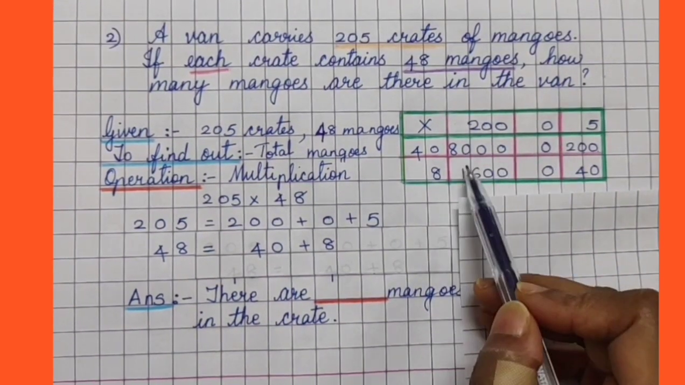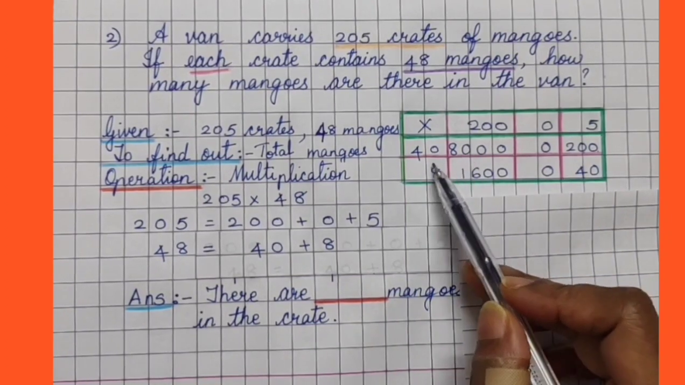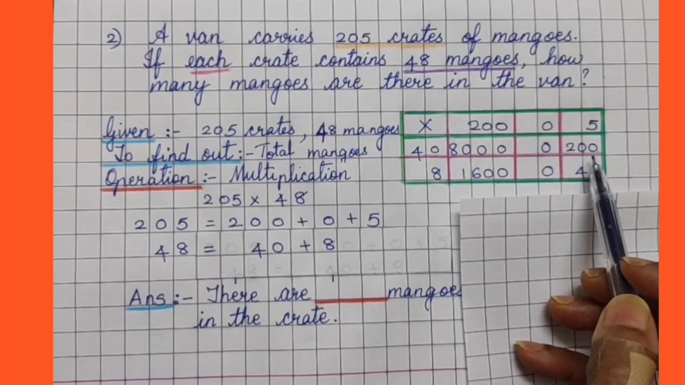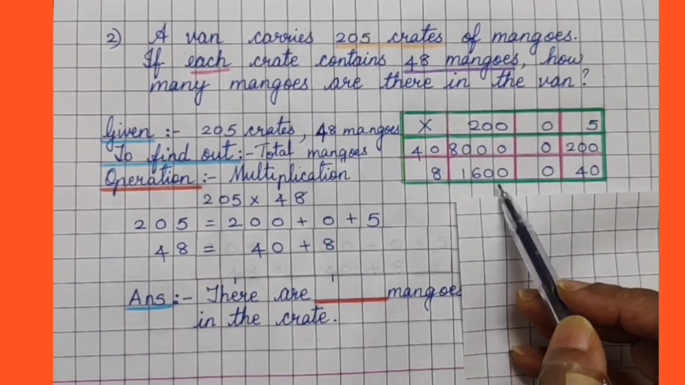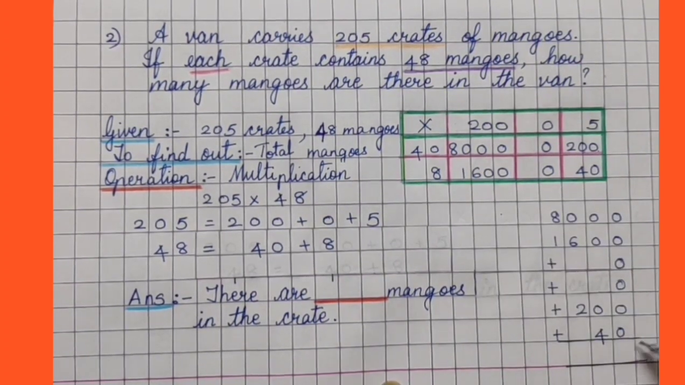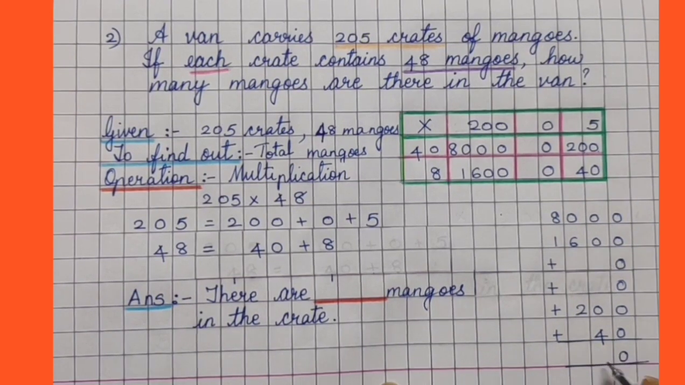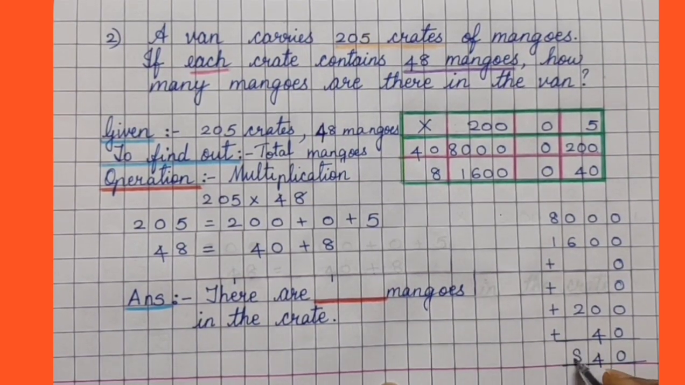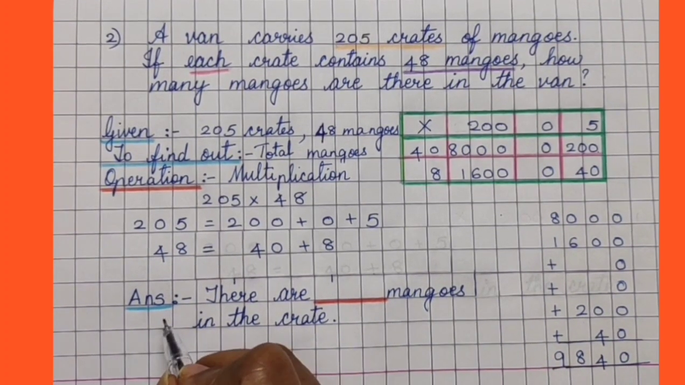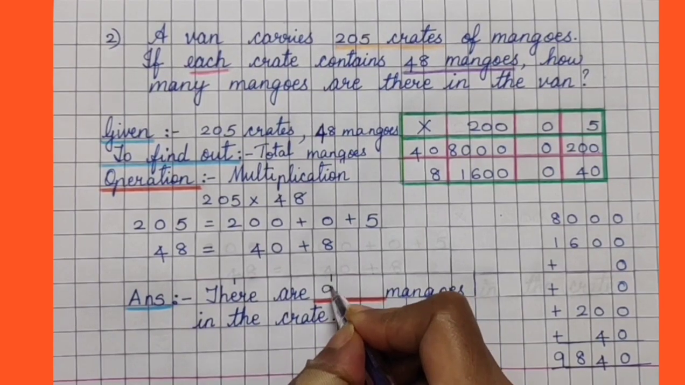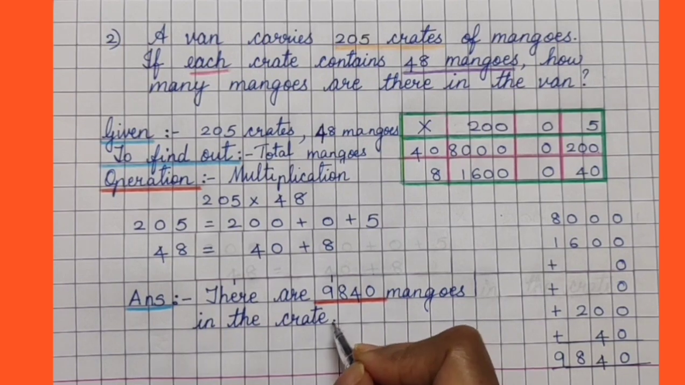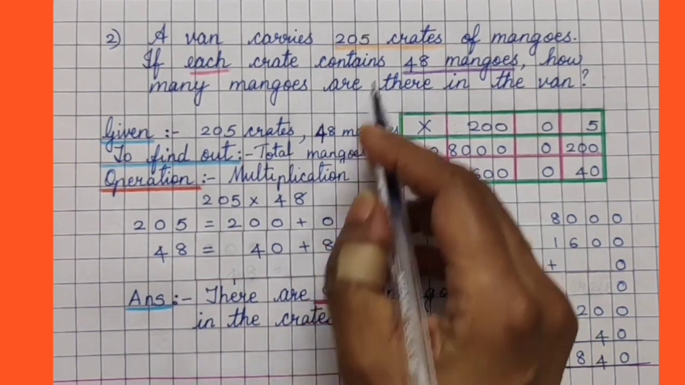Now after arranging the numbers, we did the lattice method. 40 into 200 is 8,000, 40 into 0 is 0, 40 into 5 is 200. Then 8 into 200 is 1,600, 8 into 0 is 0, 8 into 5 is 40. Then you arrange all the numbers. After arranging the numbers, we add it. So the answer is 9,840. So what will be your answer? There are 9,840 mangoes in the crates. How many crates? 205 crates.